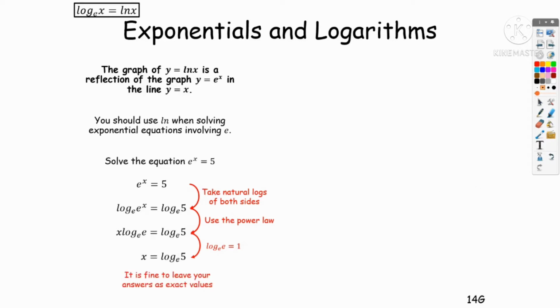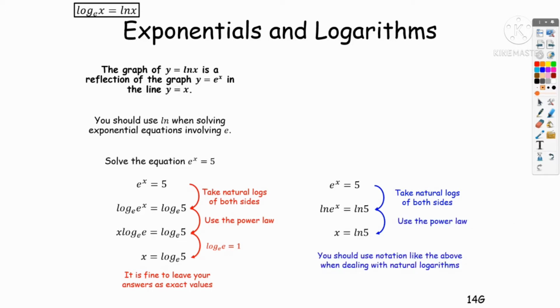And it's fine to leave your answer as an exact value, because log base e of 5, if you try that on your calculator, it's going to be incredibly long. And there is no point in doing that. Okay? So, there's this method as well. If we've got e to the x equals 5 and take natural logs, we get the natural log of e to the x is equal to the natural log of 5. Using the power law, we get x equals ln of 5.